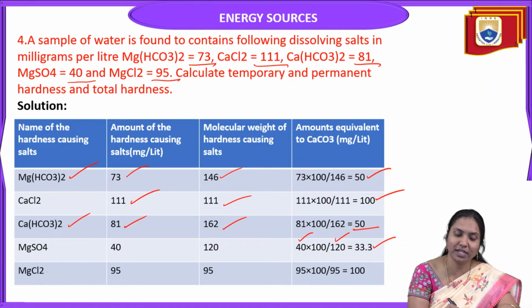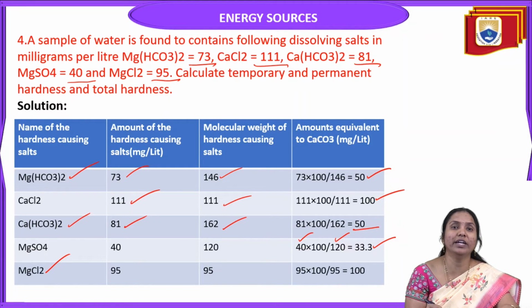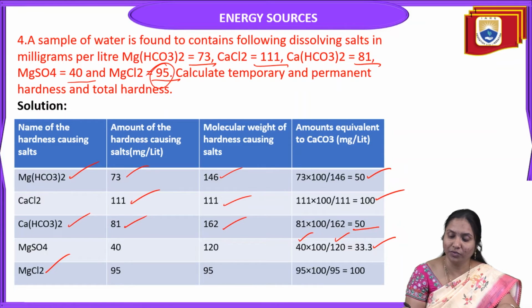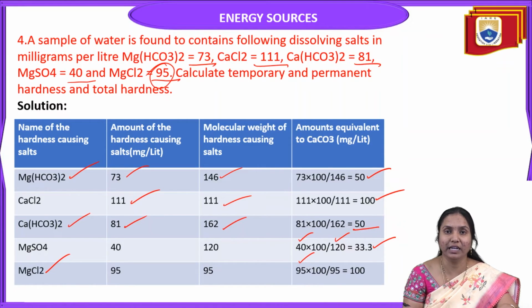And the last one is magnesium chloride. What is the weight of magnesium chloride present in that water? 95. So the weight of magnesium chloride is 95, and the molecular weight of magnesium chloride is 95, so 95 by 95 into 100. It's equal to 100 milligram per liter. So in this way we can convert hardness causing salts into CaCO3 equivalent.